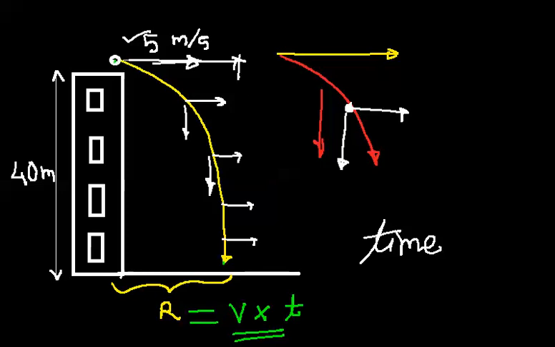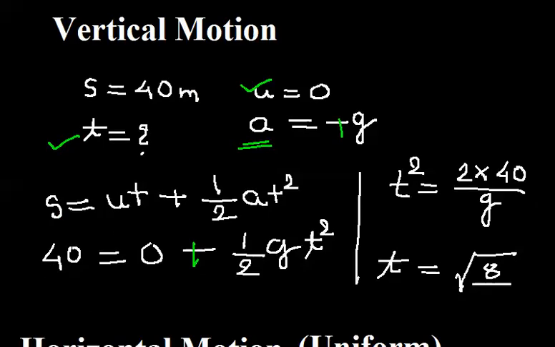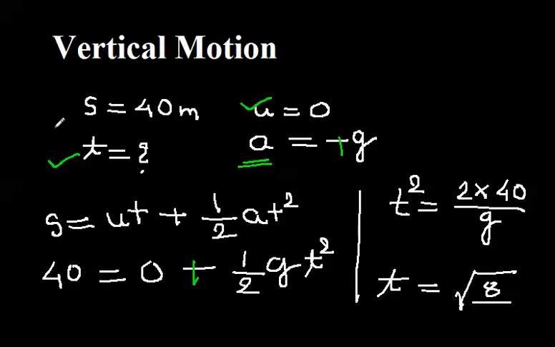To find the time, we have taken this vertical motion's equation, and s is the height of the building. This is the vertical distance the particle covers. So I have written that s equals 40 meters, u is the initial velocity, which is 0, and acceleration is the gravitational acceleration, which I am going to take approximately as 10 meter per second square. And we'll use this kinematics equation here, that is s equals ut plus half at square.